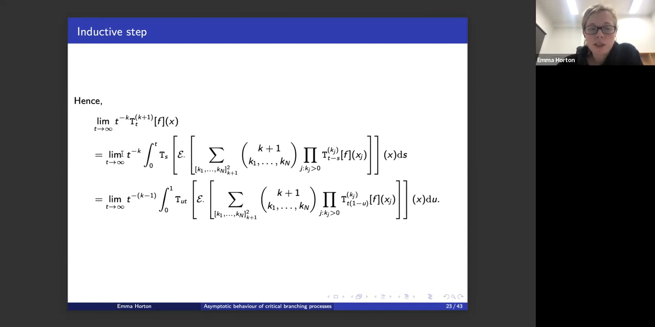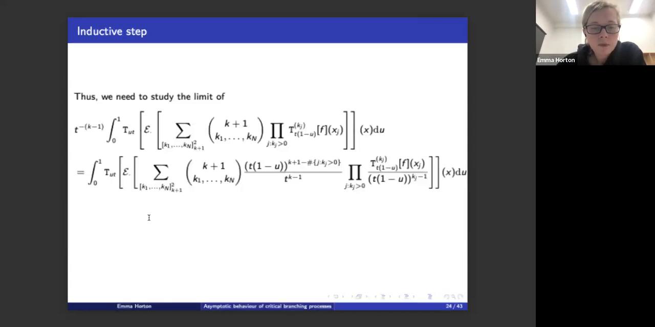So now I normalize the integral term by 1 over t to the k. And the first thing I'm going to do is just a simple change of variable. So I'm going to change time from s to ut. And this just gets rid of one of the factors of 1 over t here. So I've done pretty much nothing there. And now what I'm going to do is multiply and divide by this factor t times 1 minus u. And this is so that I can apply the inductive hypothesis, because we recall that this is the correct normalization for all of the lower order terms.